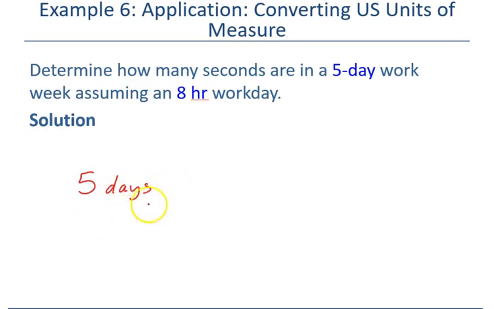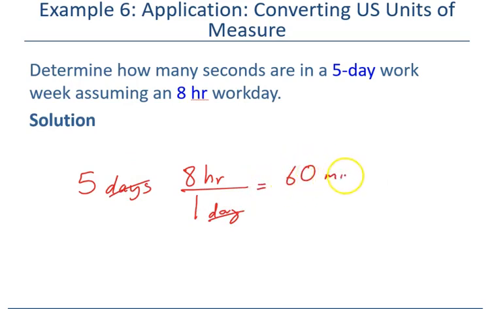We know we want to cancel the days. So let's think about it. We're using an 8-hour work day. That's going to constitute our work day. So we're going to use 8 hours, and that is 1 day. Notice now doing this, the days will cancel, but now we need to go from hours to minutes. And we know that there's 60 minutes in 1 hour. We also know that there's 60 seconds in 1 minute.